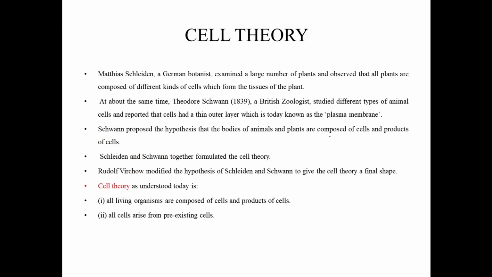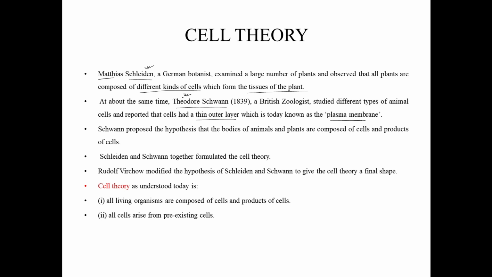Now let's understand what is cell theory. Basically एक German botanist थे Matthias Schleiden. He examined a large number of plants and observed कि जितने भी plants हैं they are composed of different kinds of cells which form the tissue of the plant, right? Now at the same time another British zoologist Theodor Schwann reported that the cells of animals have a thin outer layer which today we call the plasma membrane, right? Now Schleiden and Schwann proposed the hypothesis that the bodies of animals and plants are composed of cells and products of cells, right?